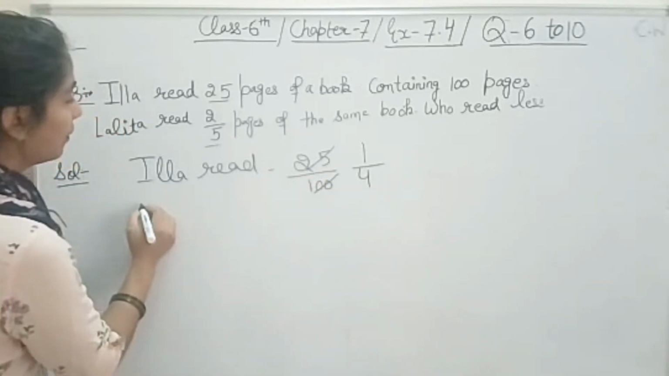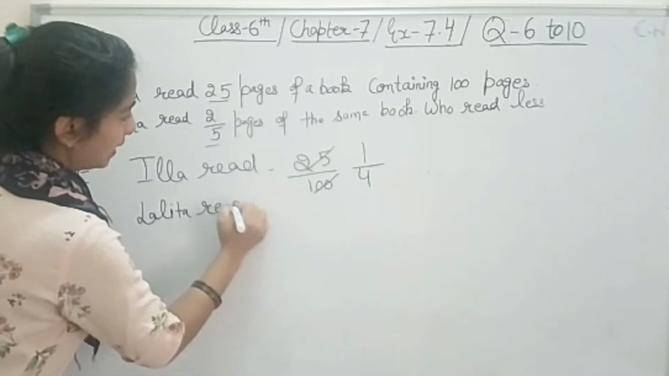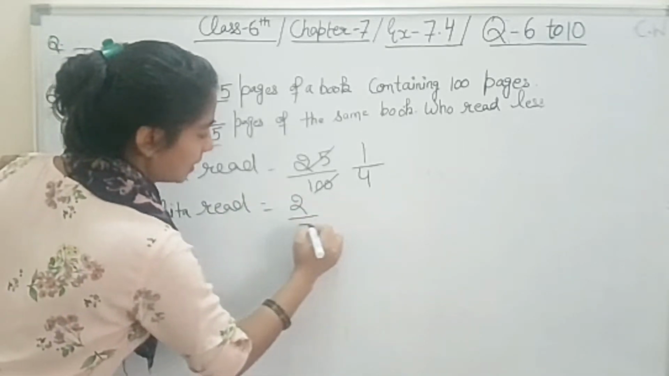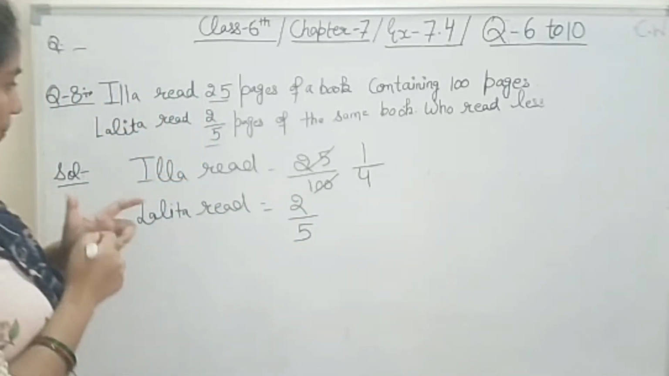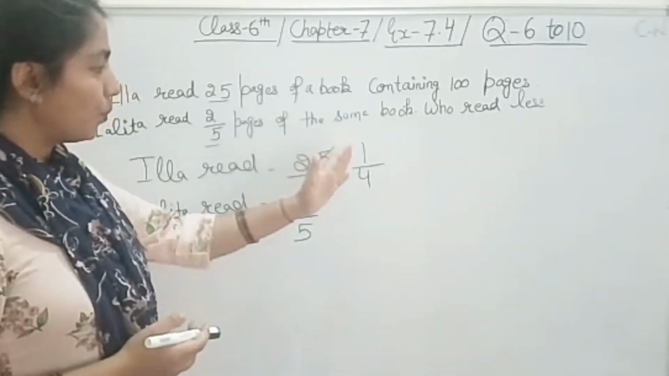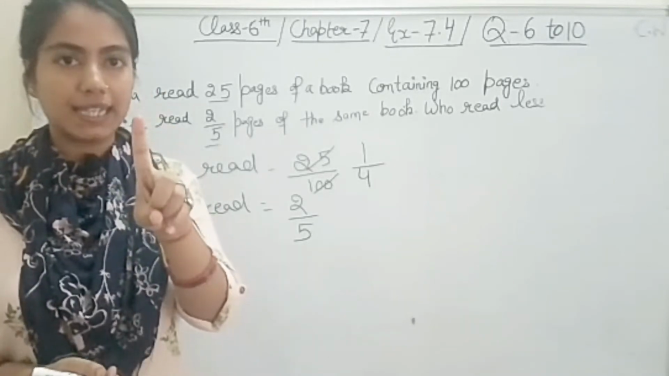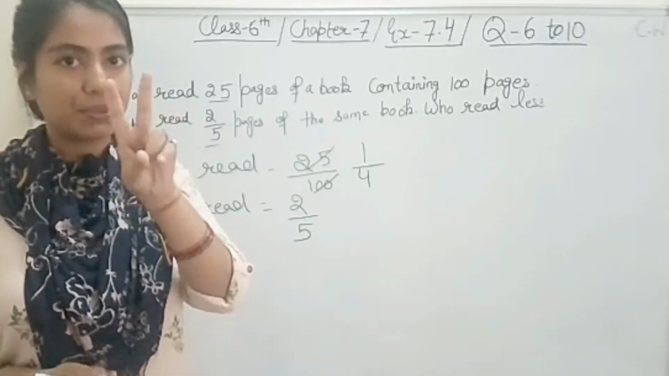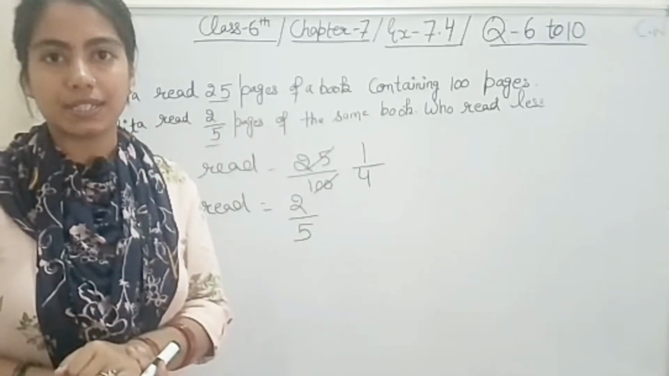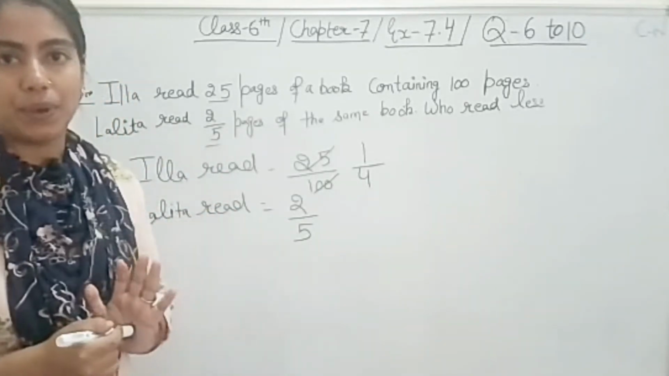And you know that for Lalita it is already in fraction, that is 2 by 5. So as you can see, Ella has 1 by 4, Lalita 2 by 5. Now no numerator and denominator are same. So what will you do? Either you will take the LCM or cross multiplication to see which fraction is greater. Today I am doing the LCM method.